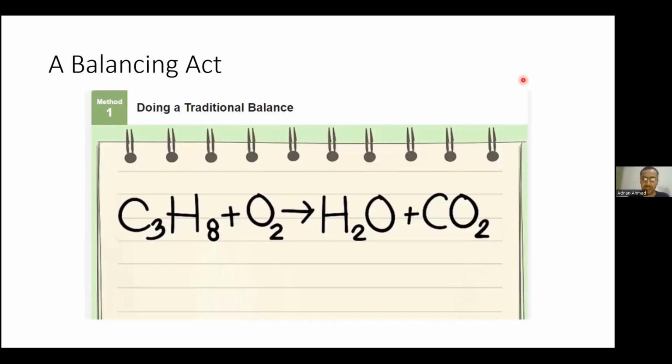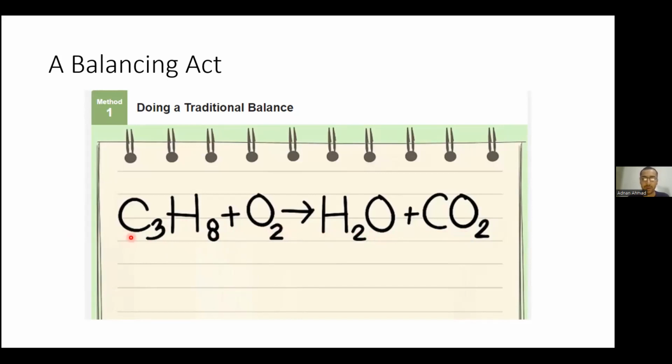It is a little bit complex, but if you practice this one, I'm sure you would be able to solve any chemical equation that is given to you in your exam. So if you look here, we have C3H8, this is propane. Why do we call this a propane? Because we have 3 carbons, and it is reacting with oxygen, and it is producing water and carbon dioxide.